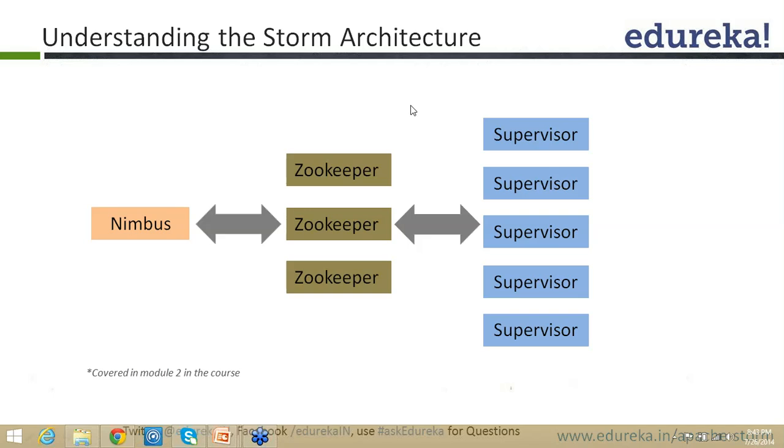Can Storm use HDFS data? Definitely Storm can use HDFS data, but again, it's the point of can use. Is it using it right now? No. That project is still WIP, Aditya.